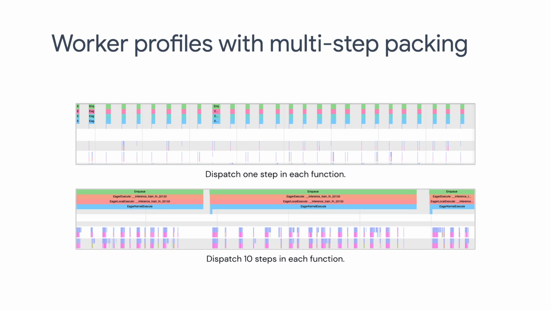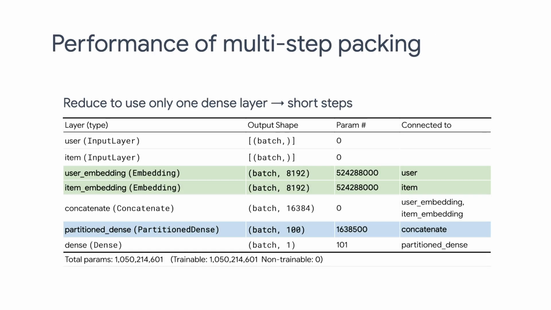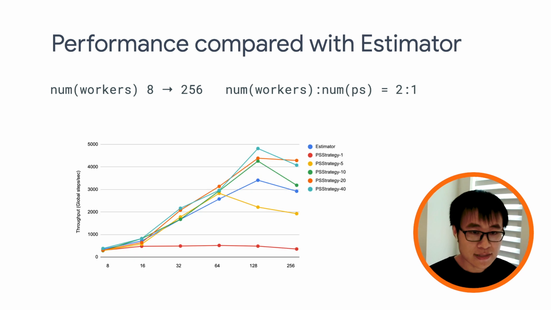So with multi-step packing, the amortized gap time per training step will be much less, so the training throughput can be improved a lot. To demonstrate the improvement even further, in the next set of experiments, we slightly change the model to make it smaller and less computation intensive. We do so by reducing the number of dense layers from 3 layers to only 1 layer. This way, each model step can be finished in a much shorter time on the worker side. Since we make the model smaller, we also need to change the worker to PS ratio from the original 5:1 ratio down to 2:1, so that the PS can have more computation capacity to accommodate the workers.